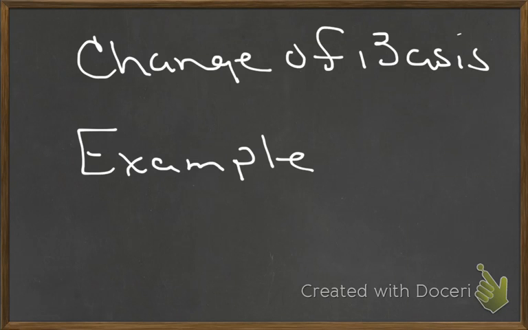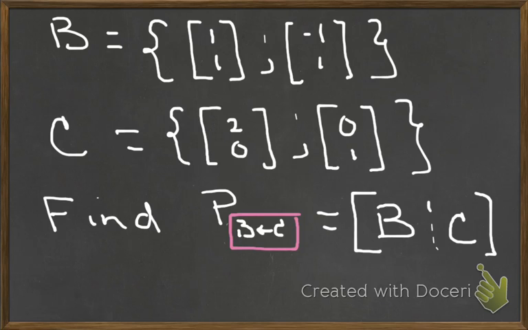Okay, as I promised, here's a change of basis example. Let's consider a basis B that has vectors (1, 1) and (-1, 1) in it, an ordered basis of course, and a basis C that has (2, 0) and (0, 1) in it. We'd like to find the transition matrix that will take us from vectors in C and convert them to vectors written in terms of B.